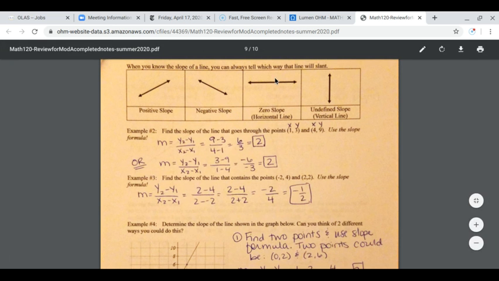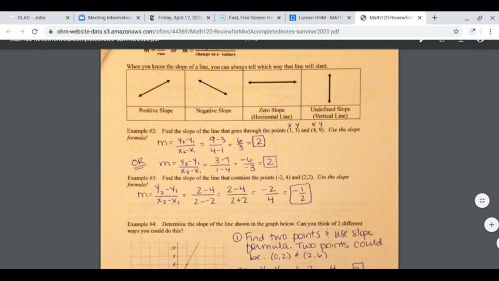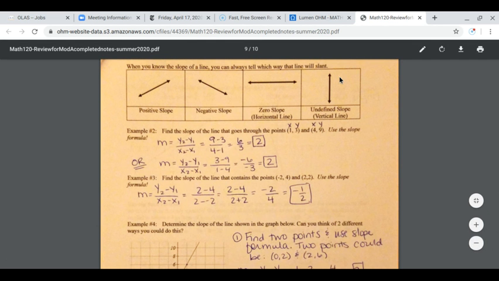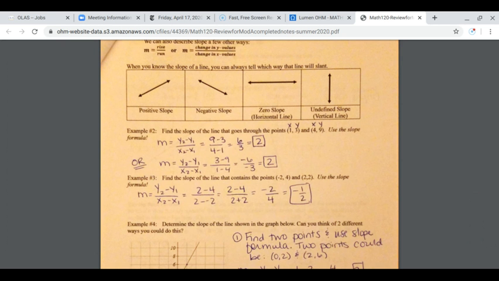A horizontal line has 0 slope. Again, little trick, you can make a Z out of that. And a vertical line has what we call an undefined slope. Because if you think about the slope formula, it's the change in y over the change in x. Well, this one, between 2 points, there is no change in x. So it'd be 0, and we can't divide by 0.